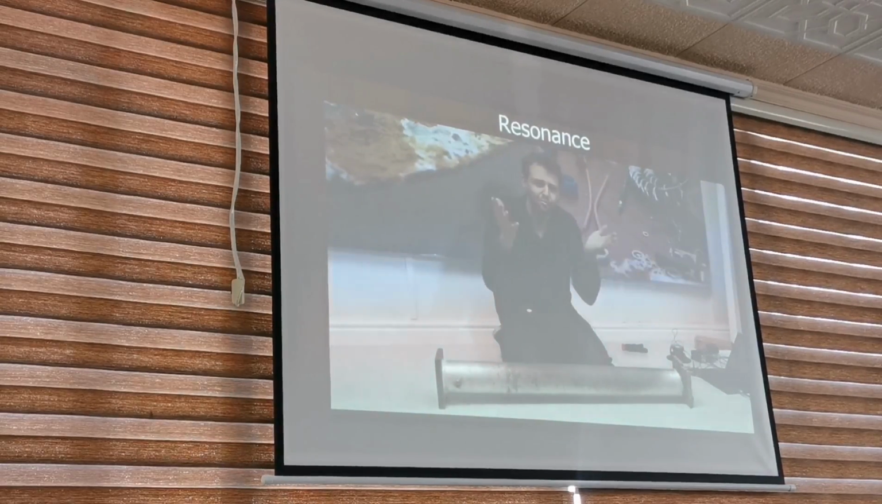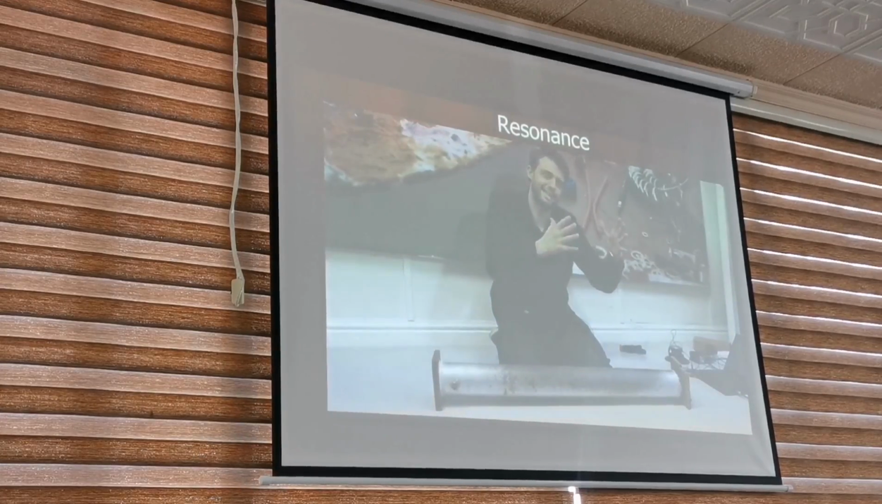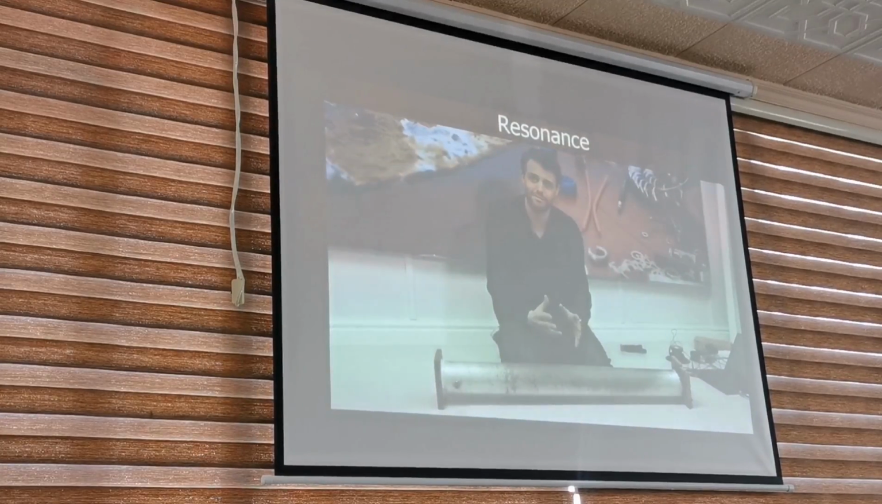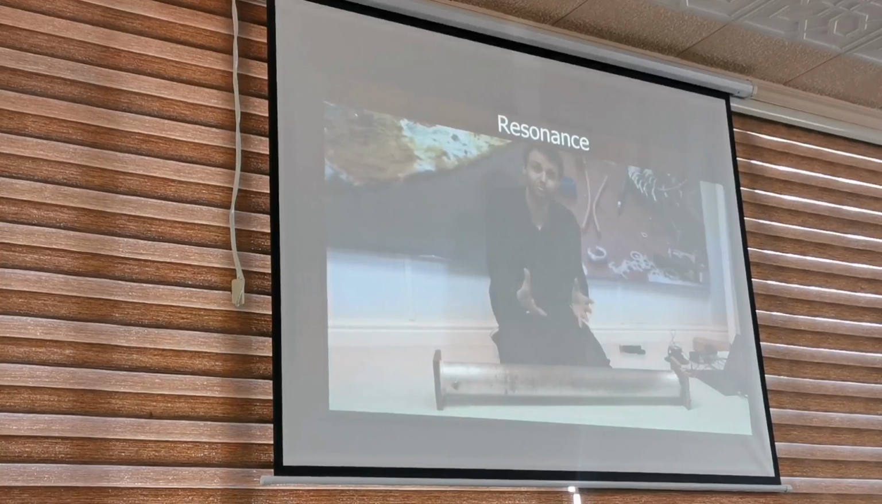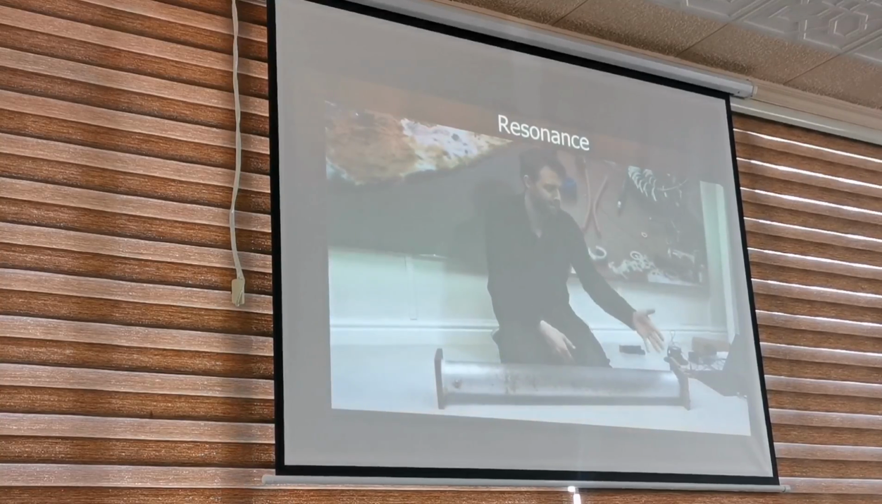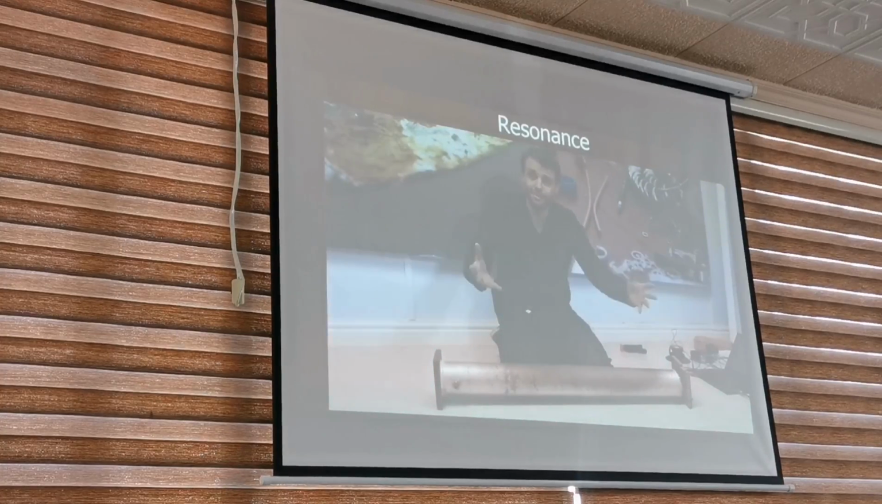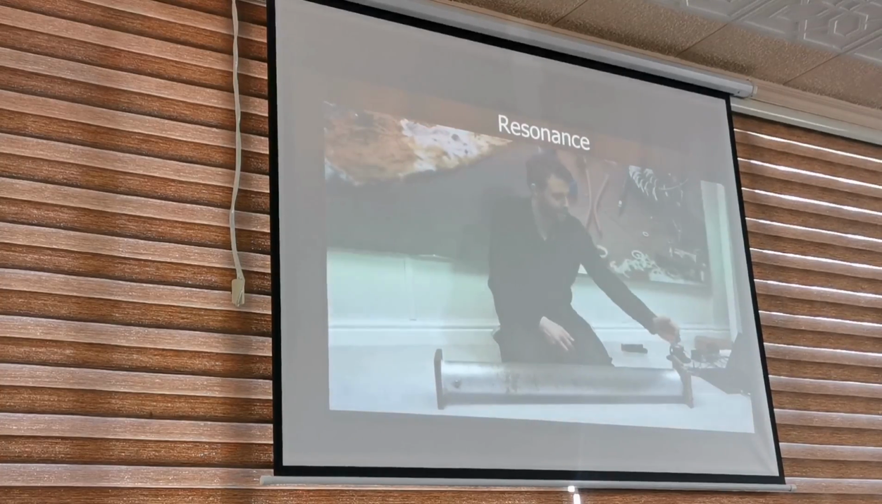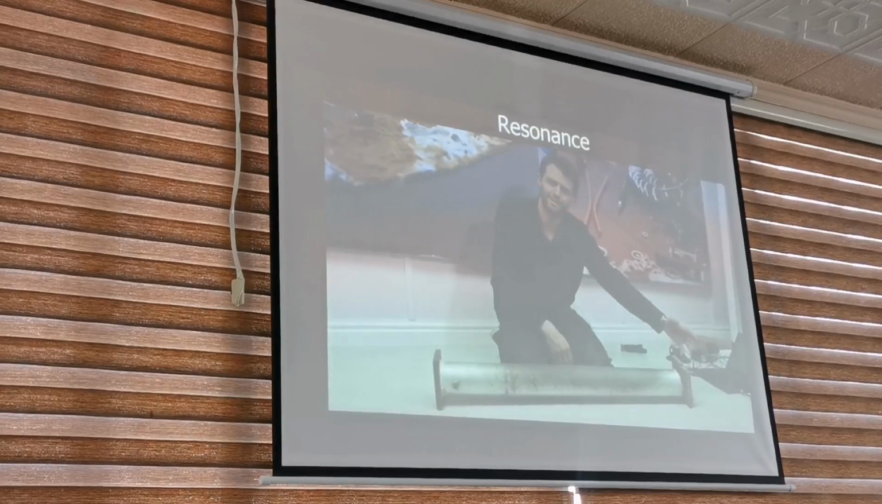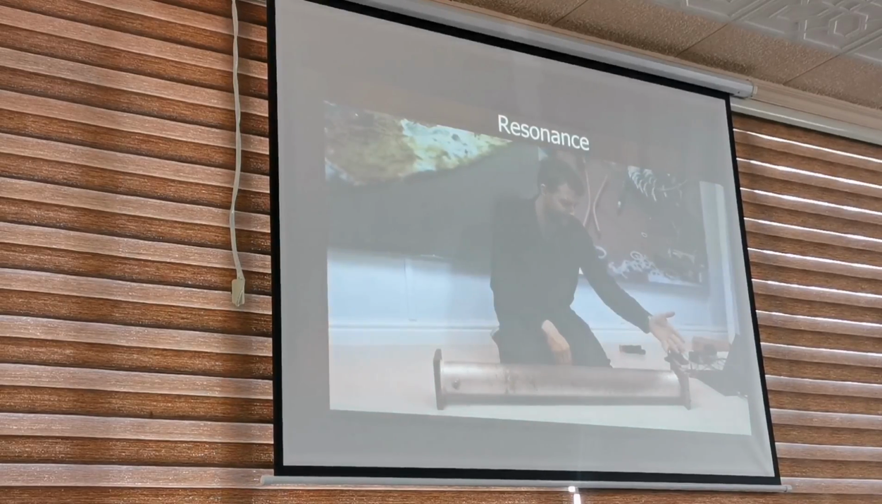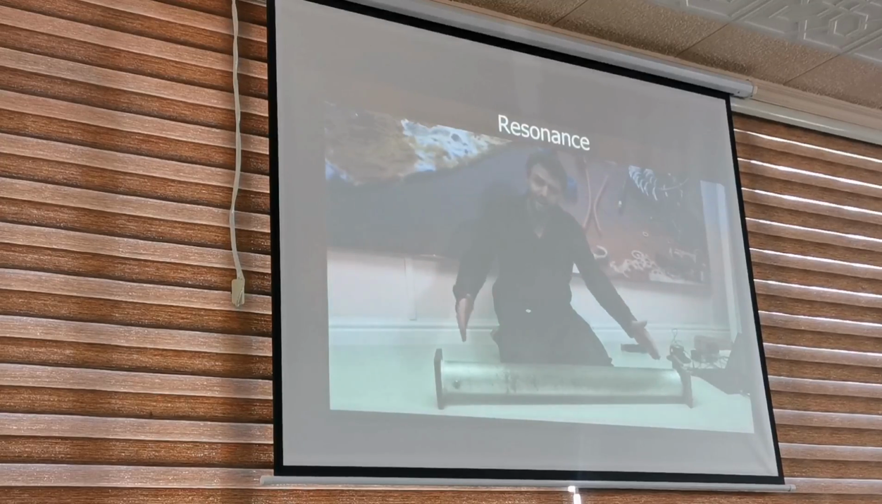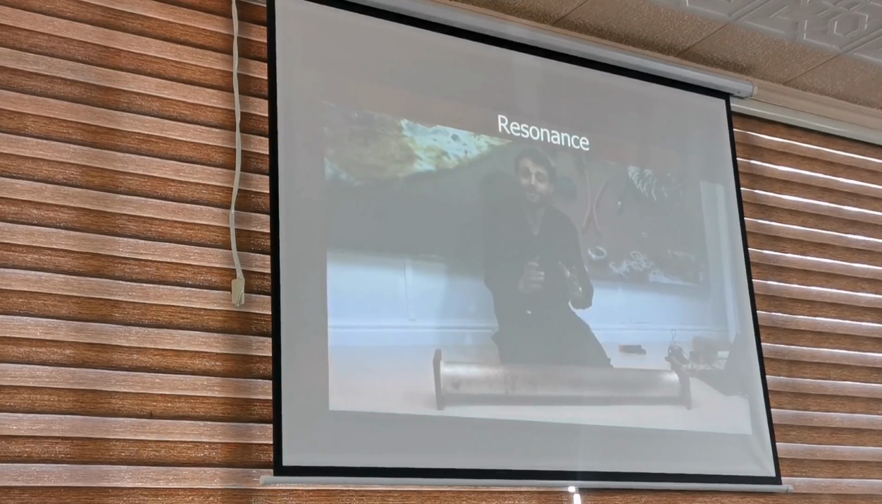And that's resonance. Resonance is getting the timing just right, getting the frequency just right, so that the energy you put into the system adds to the energy that's already there. So the frequency of taps that I need is the resonant frequency of the air inside this tube. But it's not the only resonant frequency of the air.